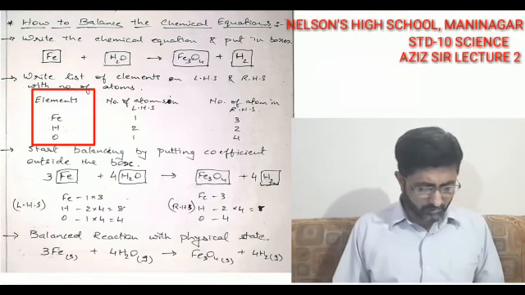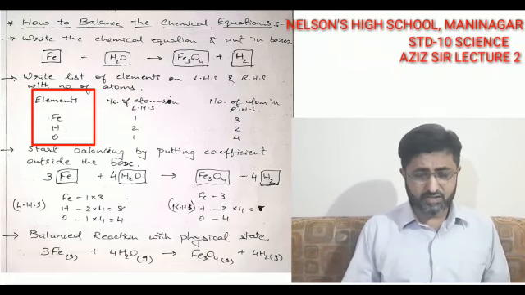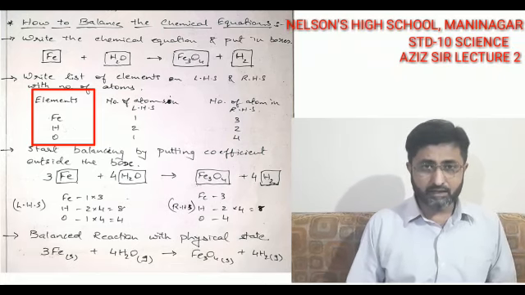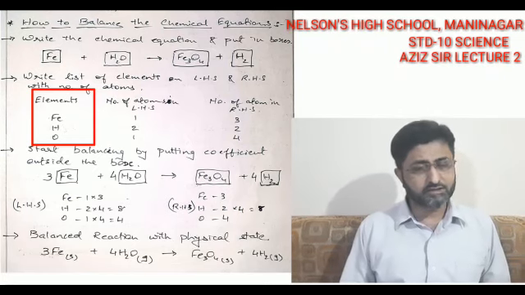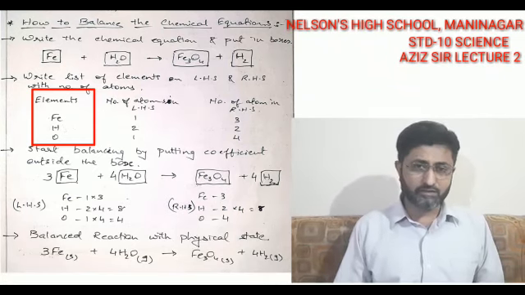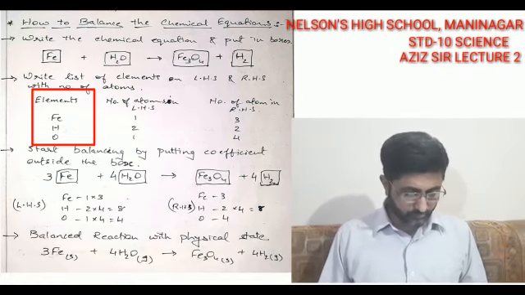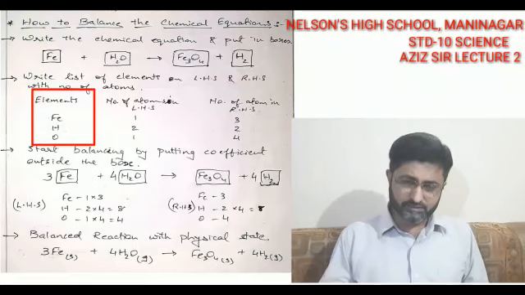Here as you see, in the second step I have written the element names: iron, hydrogen and oxygen. These are the only three elements which are participating. The same types of elements are going to be in the product also. Maybe the combinations might change.